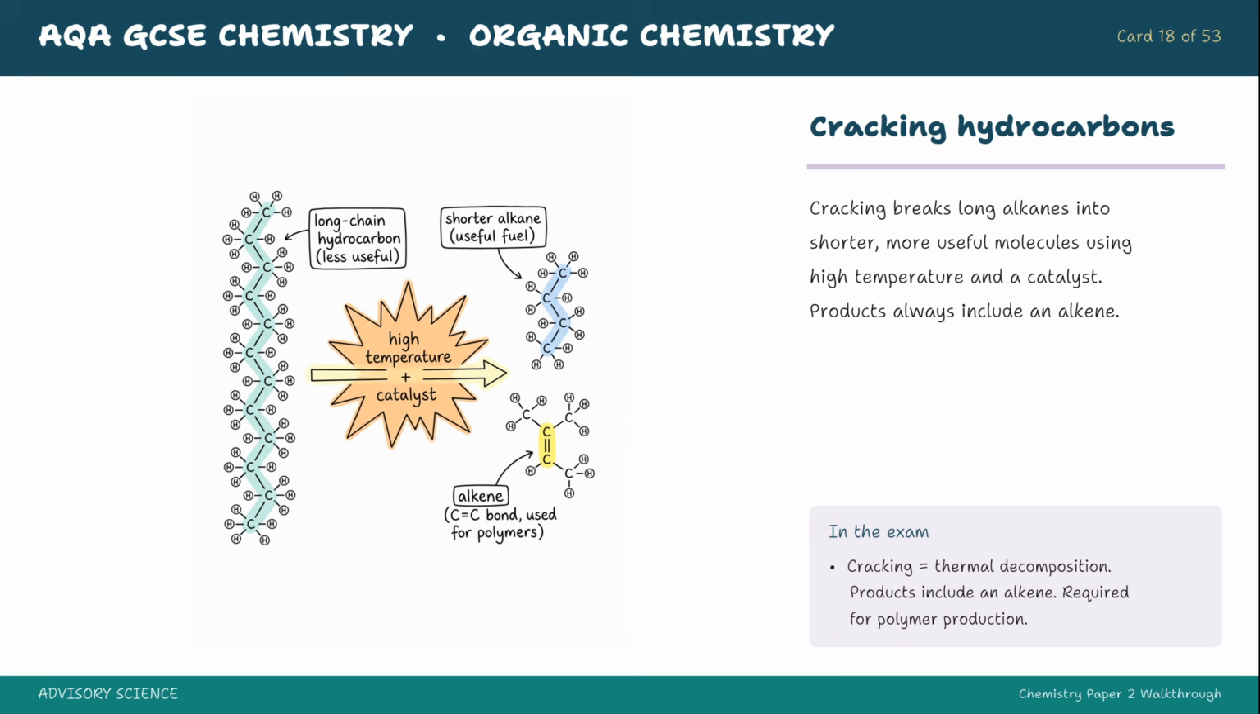Cracking always yields a shorter alkane and at least one alkene, which is a type of unsaturated hydrocarbon used to manufacture plastics and polymers. In the exam, always specify that cracking requires high heat and either a catalyst or high pressure. Importantly, always mention that the process creates alkenes, which are far more reactive than alkanes and turn bromine water from orange to colourless. So cracking simply cracks the long, useless carbon chains in half, much like snapping a long stick into smaller, more useful pieces.